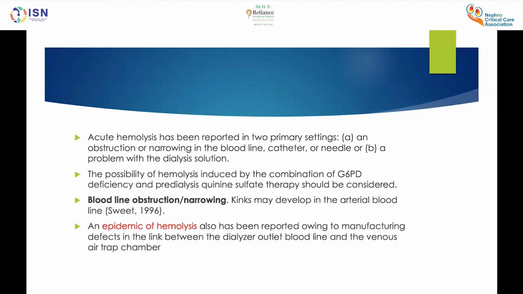So it can occur in two primary settings: there can be an obstruction or narrowing in the bloodline, catheter or needle, or there could be a problem with the dialysis solution. The possibility of hemolysis induced by the combination of G6PD deficiency and pre-dialysis quinine sulfate therapy should be considered. This bloodline obstruction or narrowing could be because of kinks in the arterial bloodline. So we need to see that.